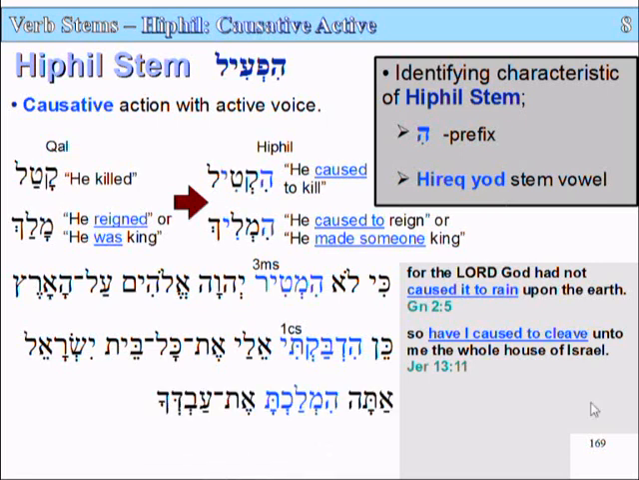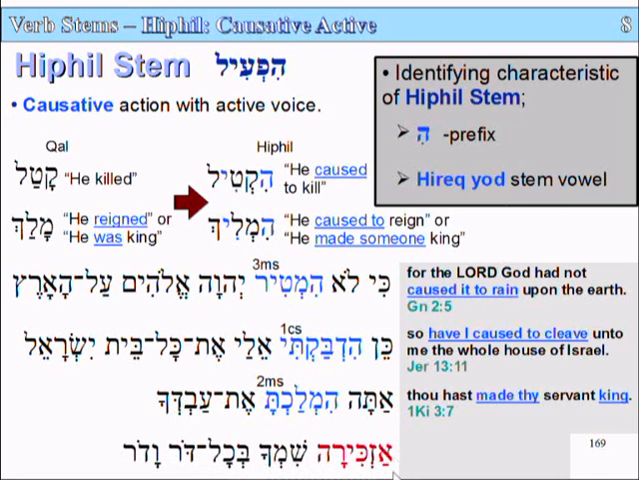Okay, next example. Ata himlakta et avdecha. Thou hast made thy servant king. Ata, thou or you. Himlakta, hast made thy servant king, or caused to become king. Et avdecha, your servant. So malak means he reigned, and himlakta means caused to be made king. So that's a second person masculine singular.